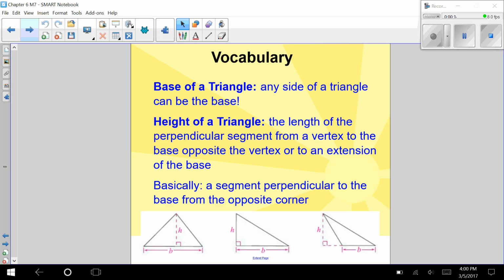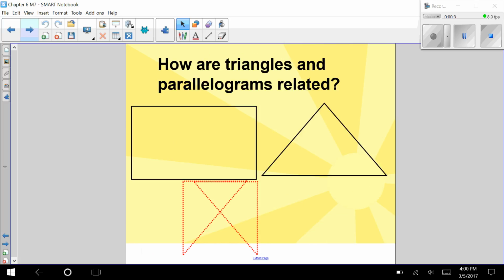The height is the length of the perpendicular segment from a vertex to the base opposite the vertex, or to an extension of the base. Basically, a segment perpendicular to the base from the opposite corner. So the base and the height just have to form that 90-degree angle. So how are triangles and parallelograms related?